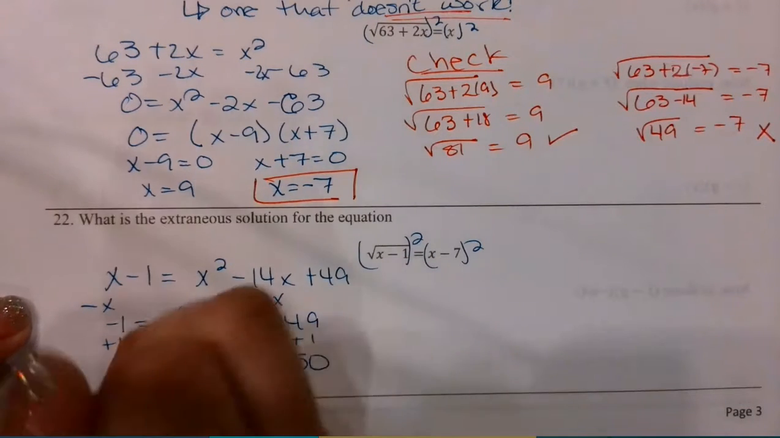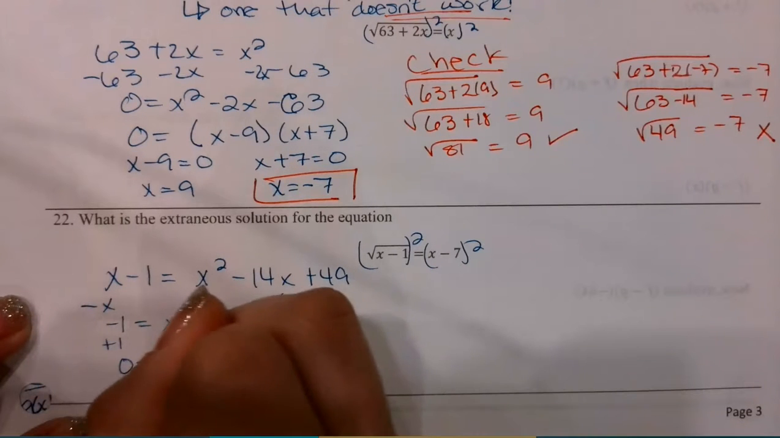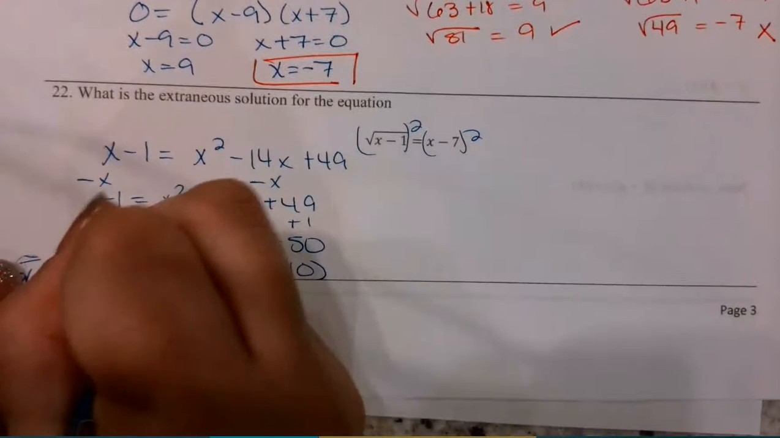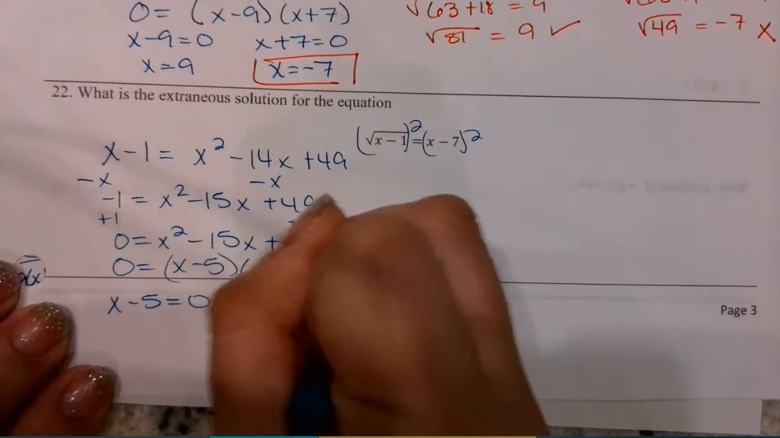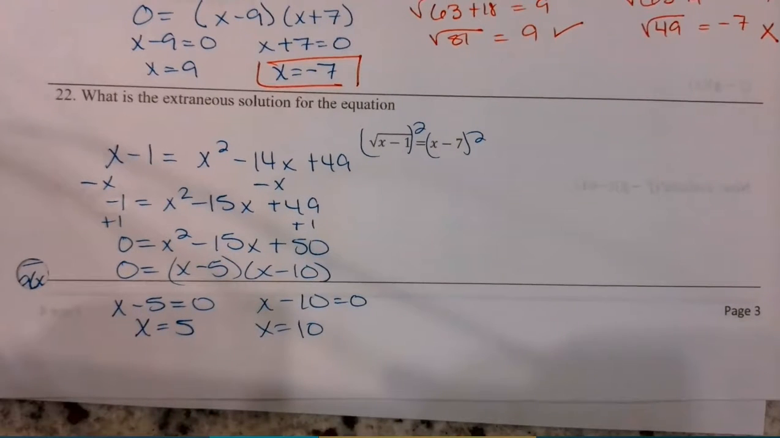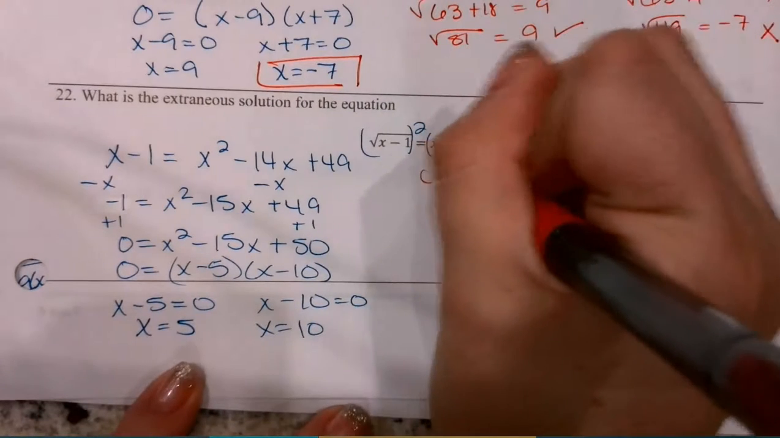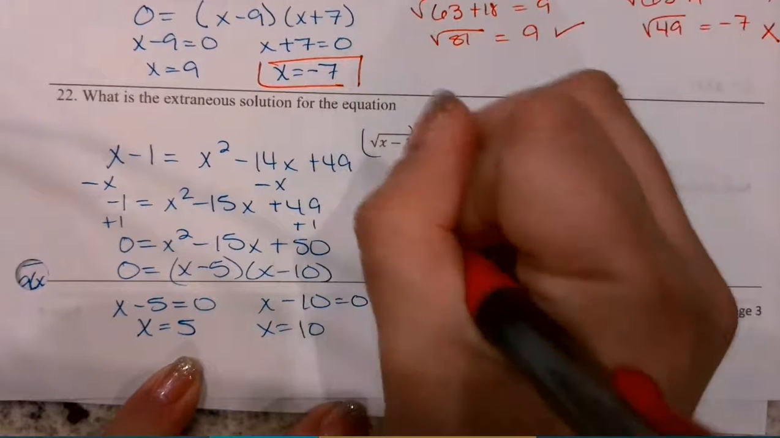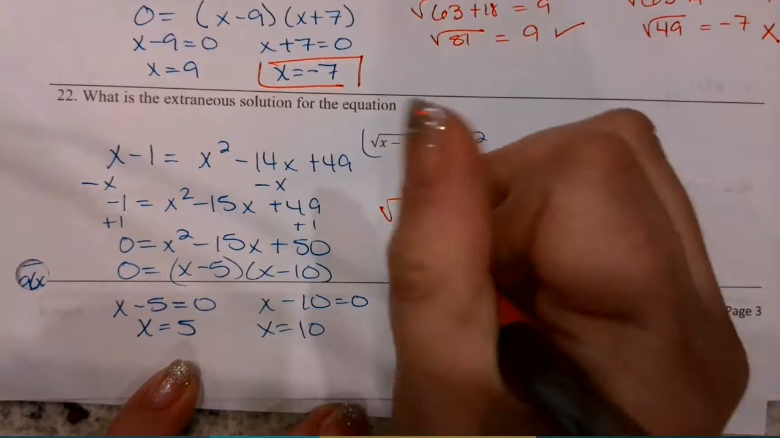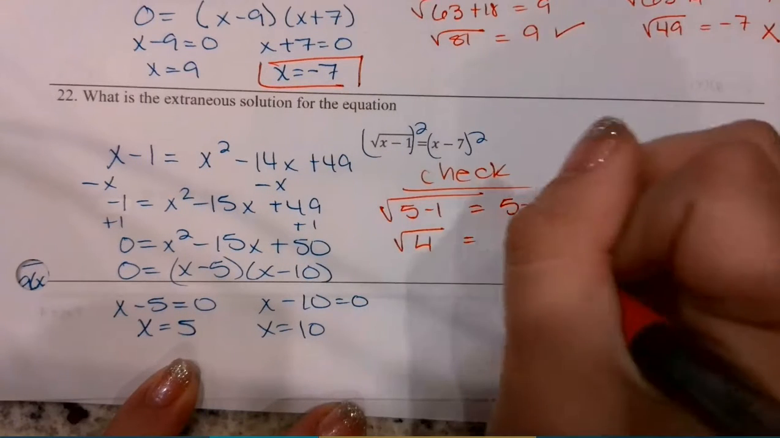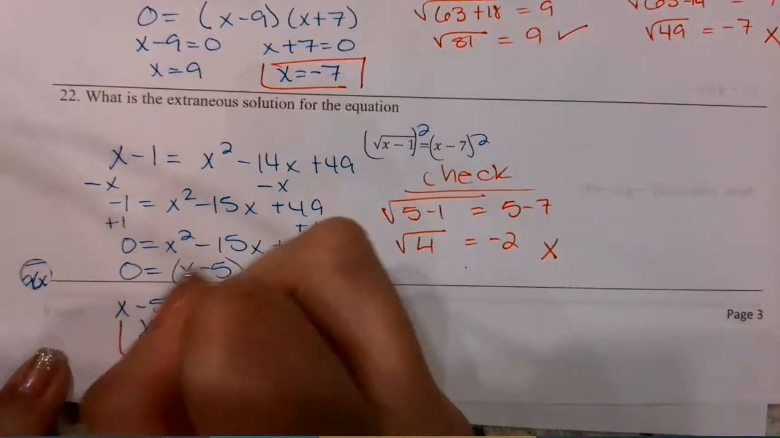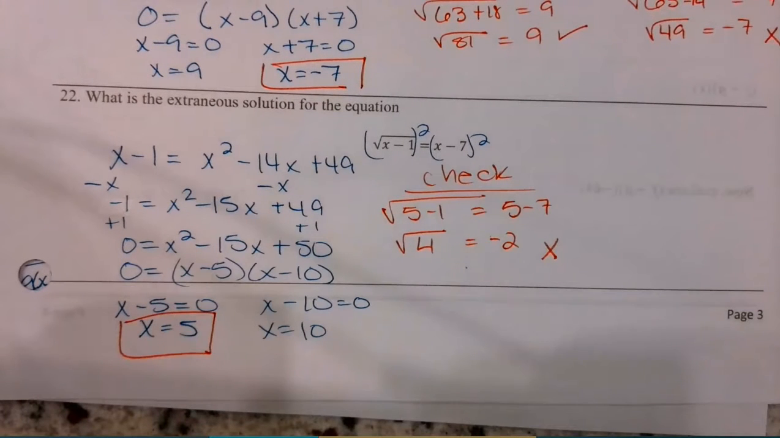I want to look for my two factors. It's going to be x minus 5, x minus 10. Set my factors equal to 0. Gets me x equals 5, x equals 10. I'm going to check my answers here. So I have the square root of 5 minus 1, and I want to check to make sure that it equals 5 minus 7. 5 minus 1 is 4. 5 minus 7 is negative 2. Square root of 4 is not negative 2. I have found my extraneous solution. No need to go further.